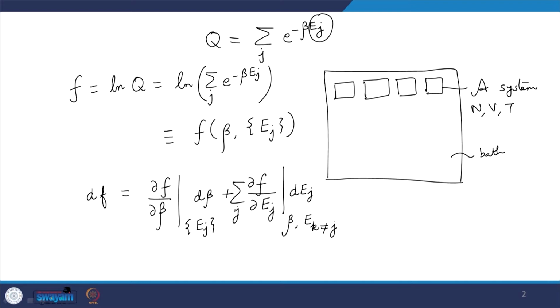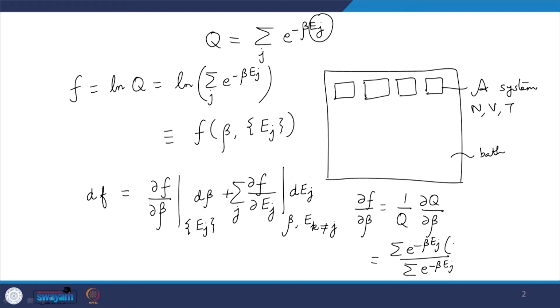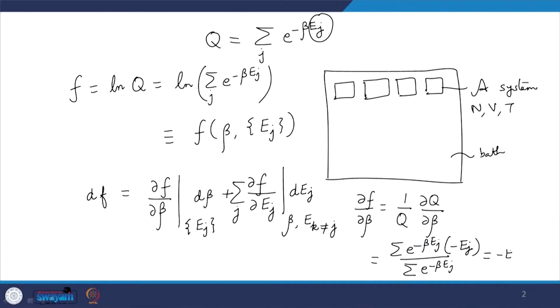Now, if I find dou f by dou beta, what we notice is that it is 1 by q dou q by dou beta, that is summation over e to the power minus beta Ej multiplied with minus Ej in the numerator, because we take a derivative of minus beta Ej with respect to beta, and that is equal to minus E bar.